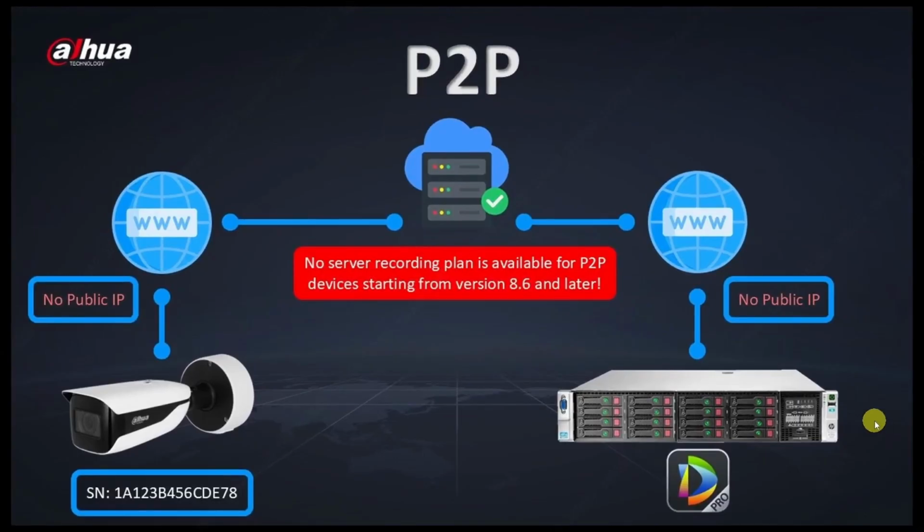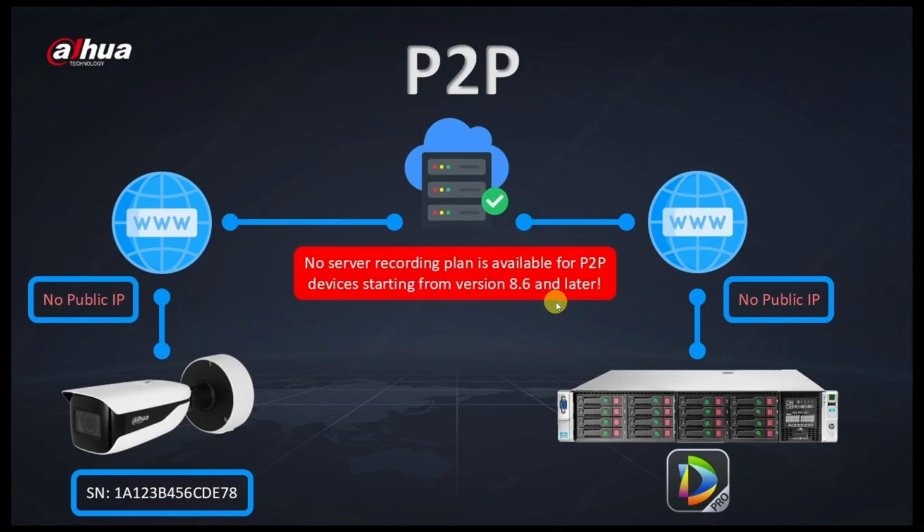As you can see here on the illustration, you don't need a public IP address on the server side or on the device side. You just need a serial number and the connection goes through the internet through our Dahua peer-to-peer server that is located in your region. But we have a disclaimer here that server recording plans are not supported from version 8.6 of DSS or later. So if you have a DSS older version than 8.6, it will work, but 8.6 and later it will not work.